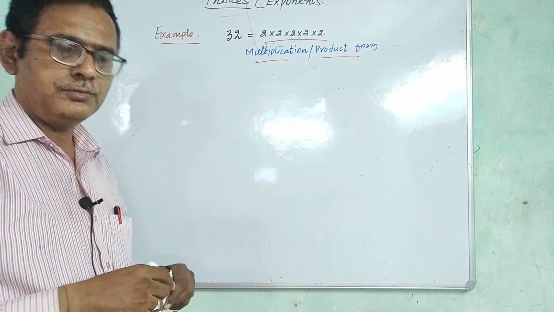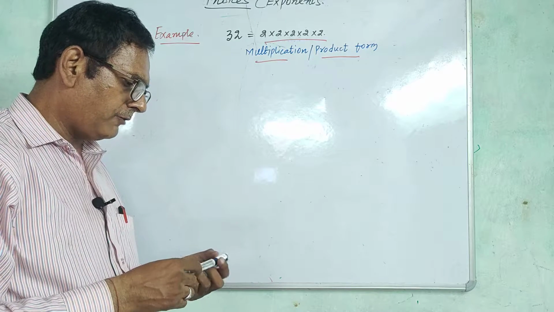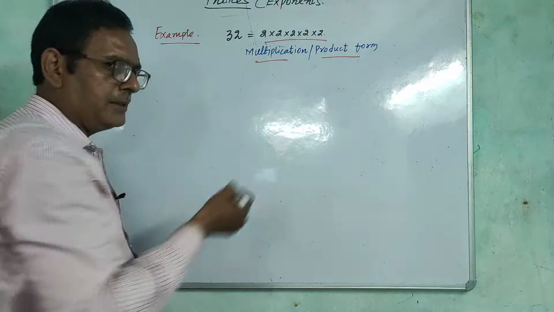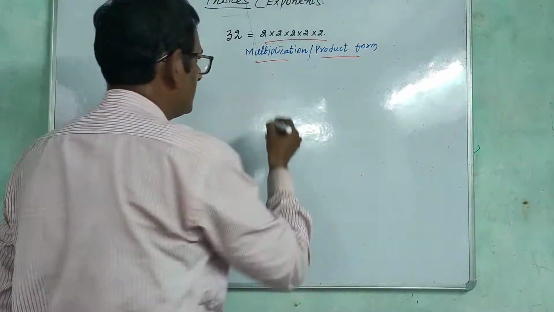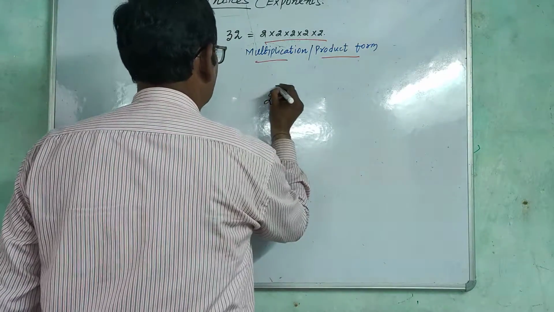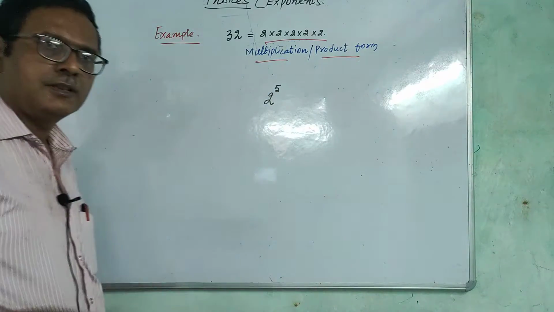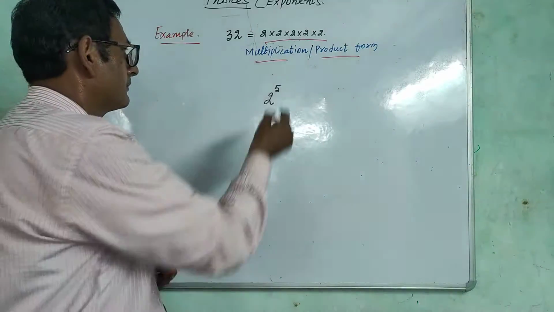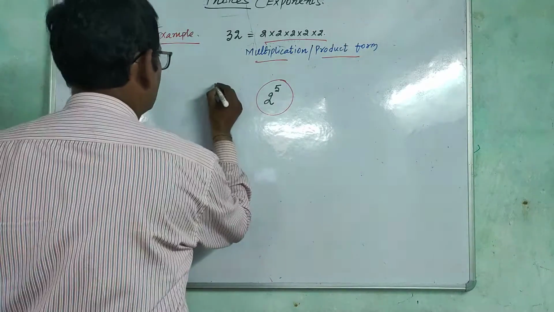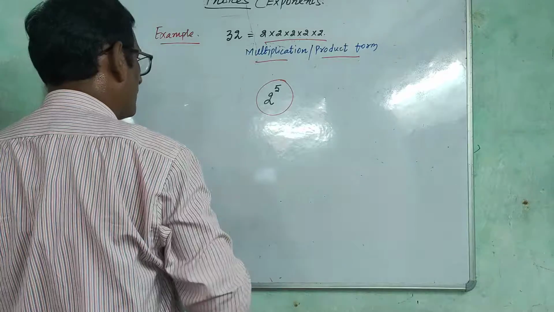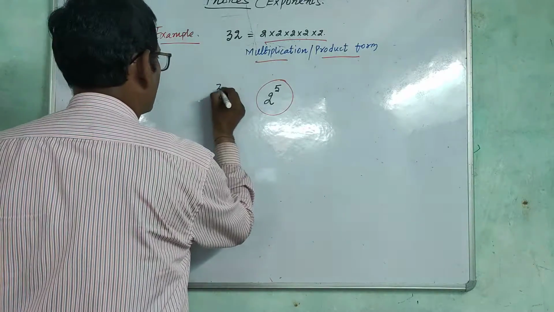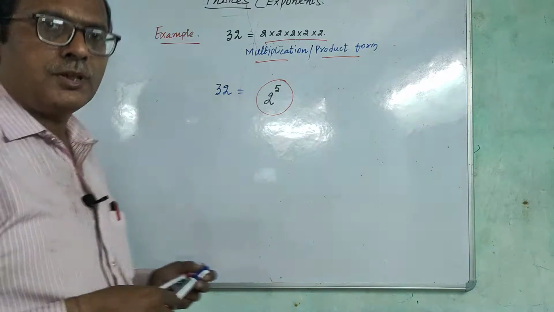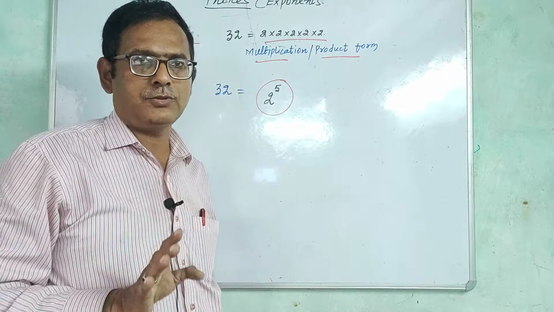Same number 32 can be written in the form of exponents or powers. This 2 is multiplied with itself 5 times, so we can write it as 2 raised to the power of 5. So 32 can also be written as 2 raised to the power of 5. 2 raised to the power of 5 is same as 32.